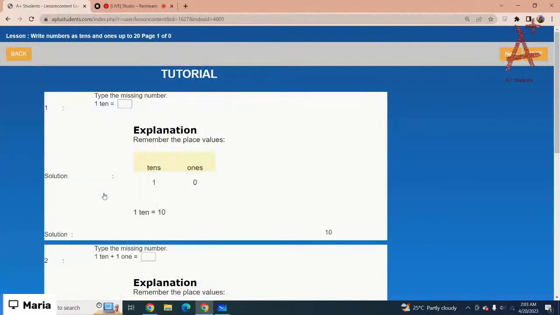So let's start with the first example. Type the missing number: 1 ten. So how do we write 1 ten? 1 ten means you have 1 at the tens position and you're not given a ones digit. That means you have a 0 at the ones place. Got it? So 1 ten would be 10. Okay, let's move on to the next example.